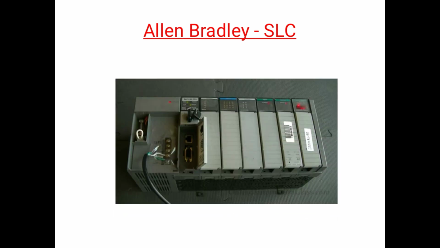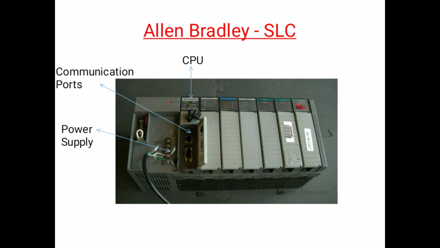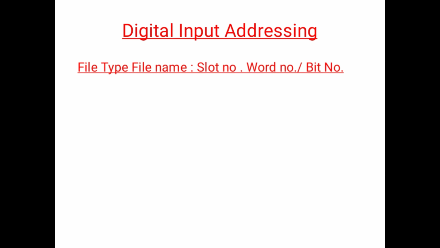Now we will proceed to the modular PLC. You can see the power supply, then next are the communication ports, and this is the CPU. This is the first, slot number 0, and the next slots are for input output modules. So let's start the addressing. The formula is the same as for digital input addressing: file type, file name, colon, slot number dot word number slash bit number. This is the format for input and output addressing for both compact and modular PLC.